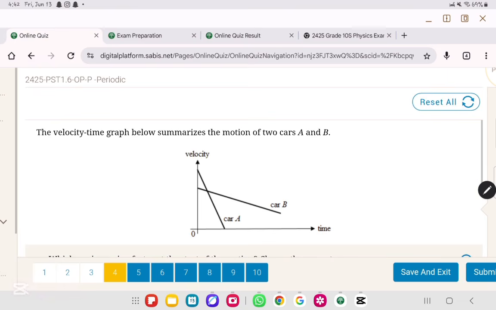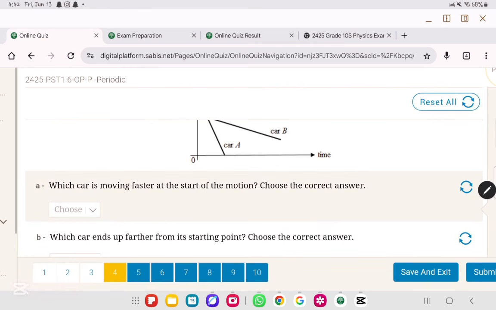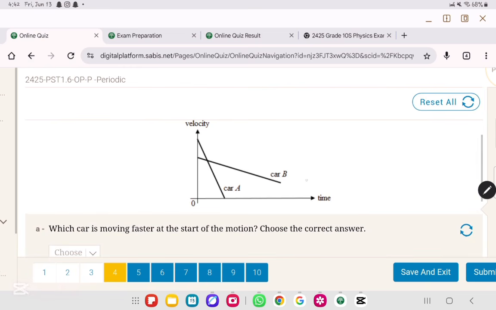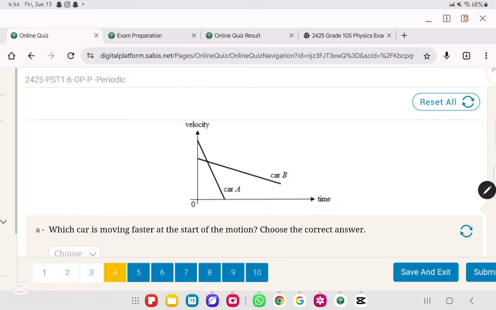We move on to question number 4. The velocity time graph below summarizes the motion of 2 cars, A and B. So, which car is moving faster at the start of the motion? So, what do we mean by it's moving faster? Very simply, it means that it will cover the same distance but in a shorter time.